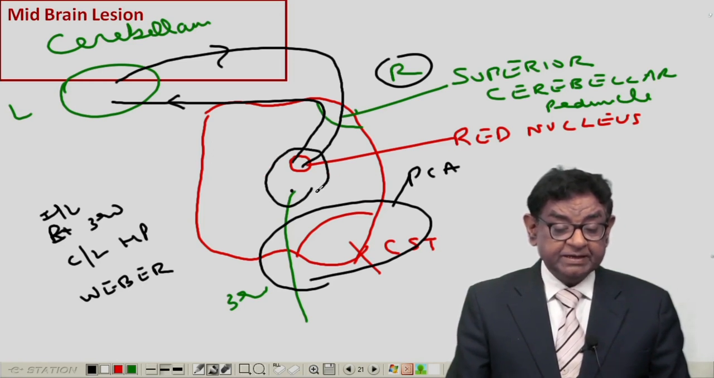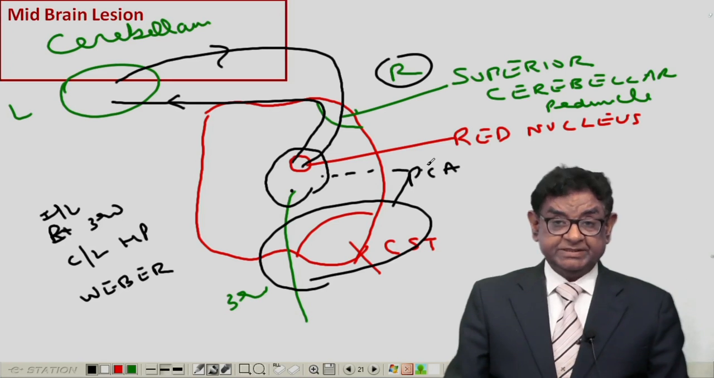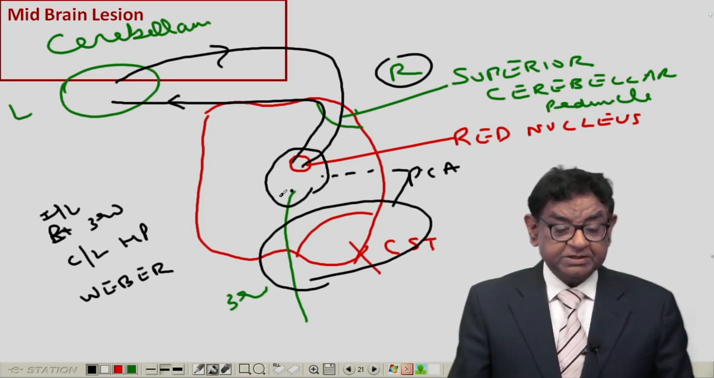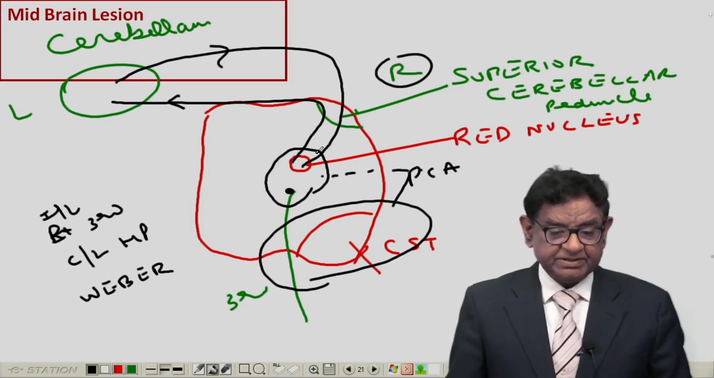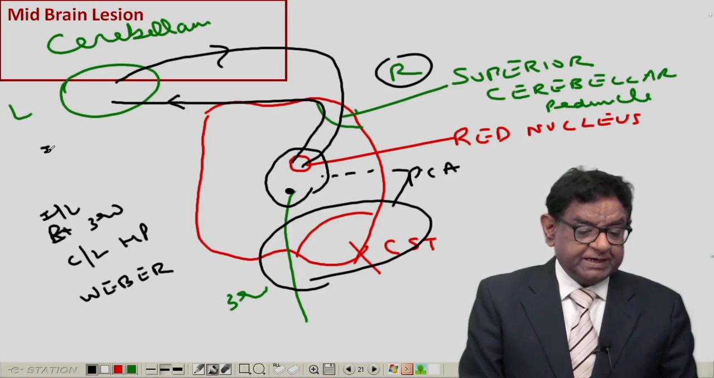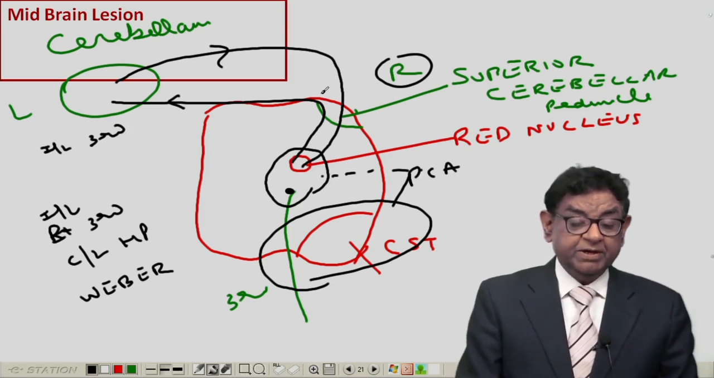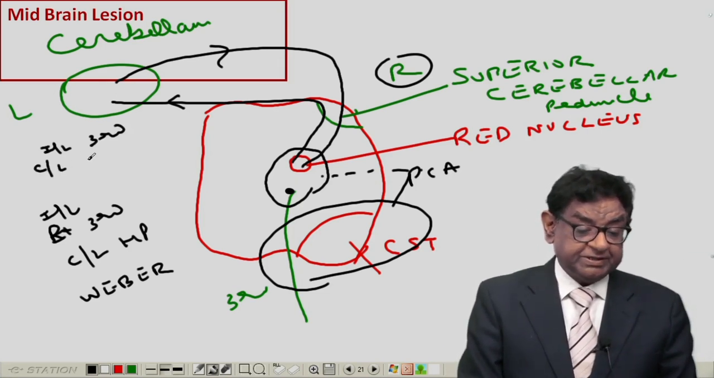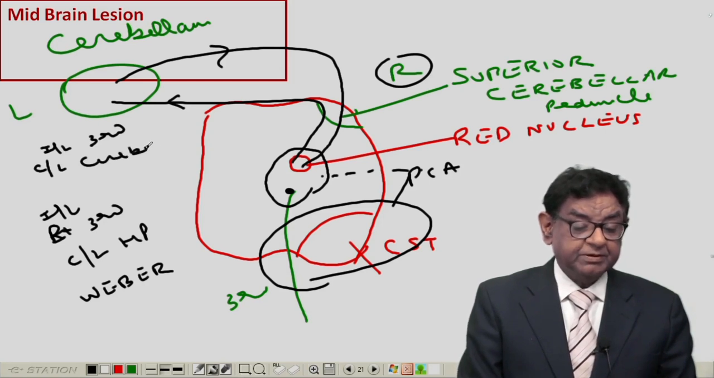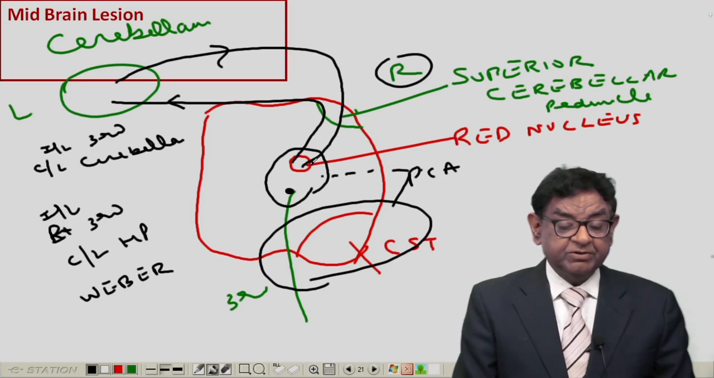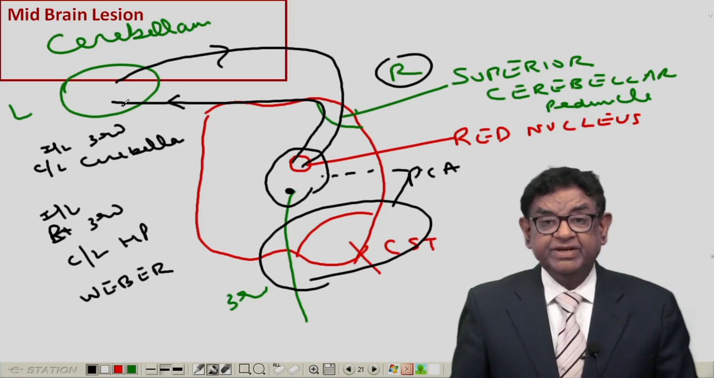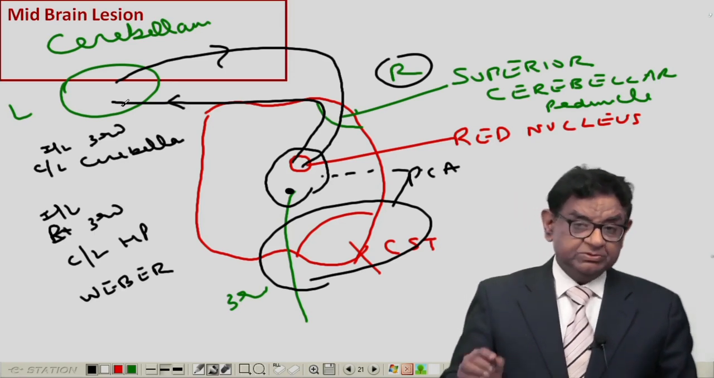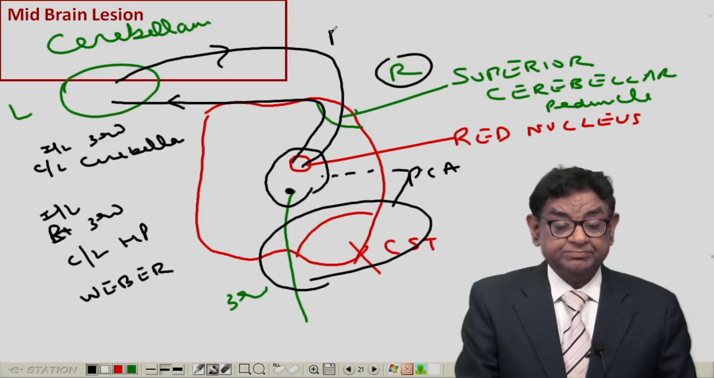Now, this part of the brain is supplied by another branch of the PCA. Now, the structures involved are the third nerve nucleus and red nucleus. How will the patient manifest now? There will be ipsilateral third nerve palsy, no doubt about it, but there will be contralateral cerebellar features. Why? Because this red nucleus is getting efferents from the cerebellum of the other side and giving efferents to the cerebellum of the other side. So this is known as Benedict syndrome.